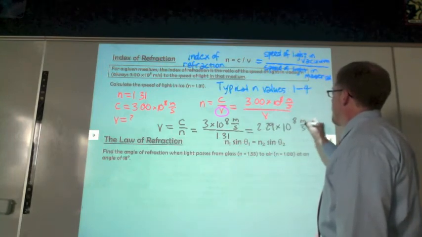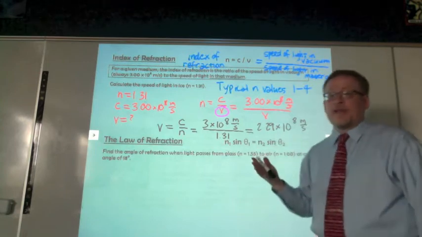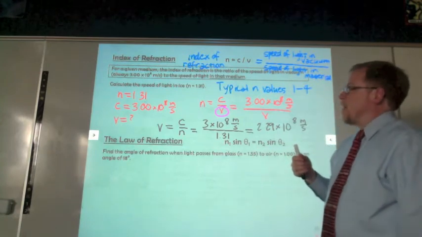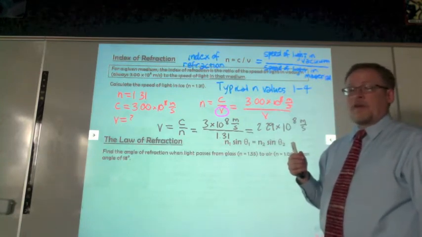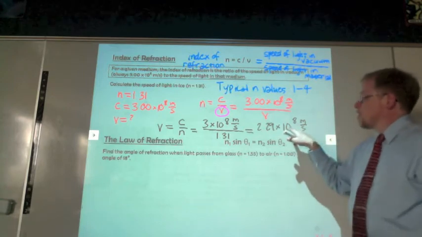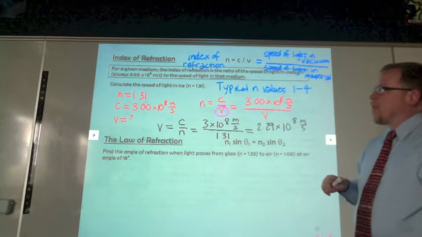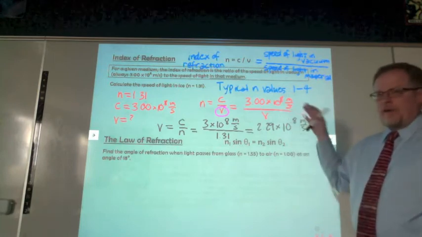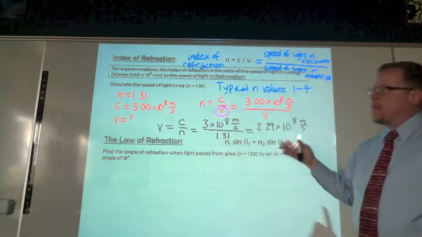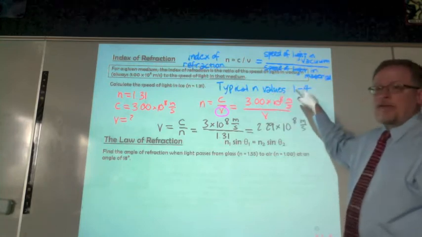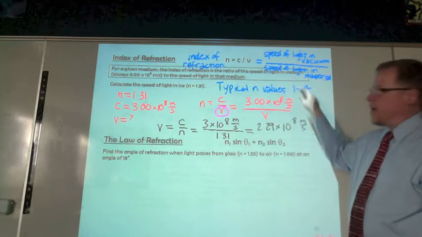I hope you're noticing that the value for v, even though I've said that ice slows light down, is still a very large number. 229 million meters per second. Nothing to sneeze at. So v and c will always be very large numbers, but n will always be a very small number, and it's helpful to know that.